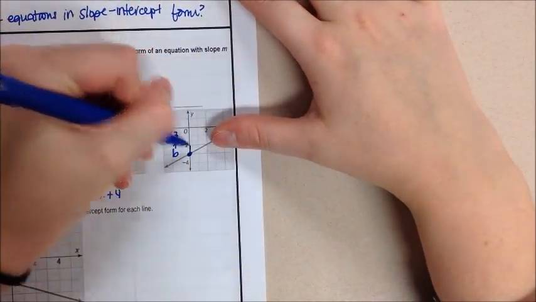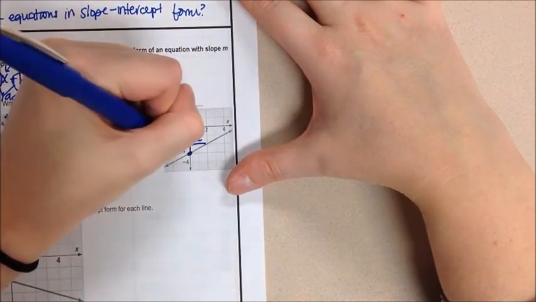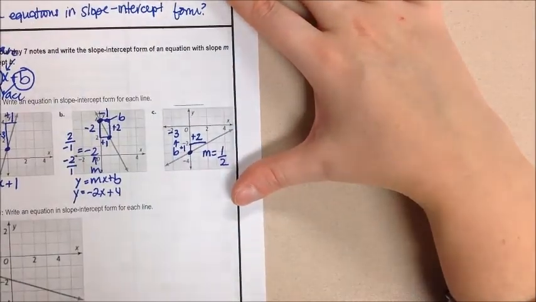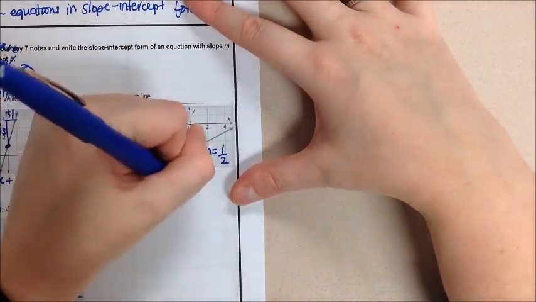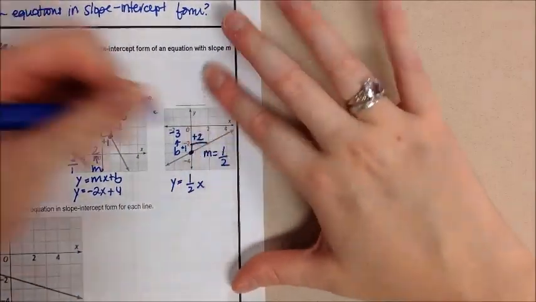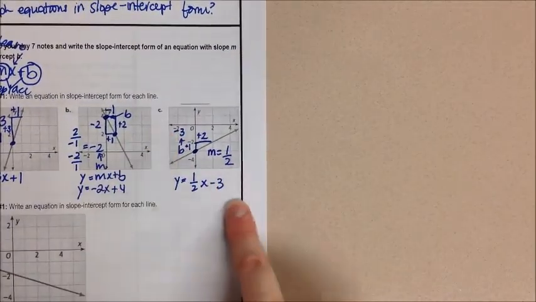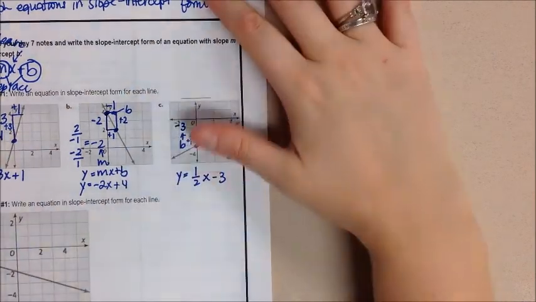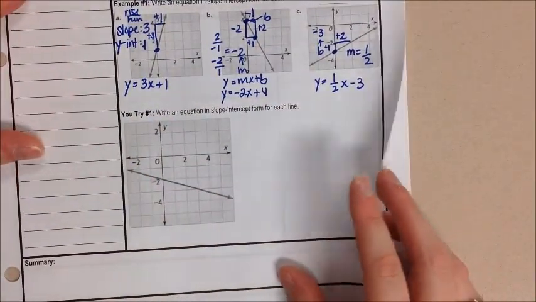Okay, so my rise is 1, and my run is 2. So if I do 1 over 2, well, that doesn't simplify, that's just 1/2. So it would be y equals 1/2 x. That 1/2 has replaced the m. And then I have minus 3. Okay, because my y-intercept is negative, it's minus 3 instead of plus 3. Okay? Go ahead and do the you try problem.